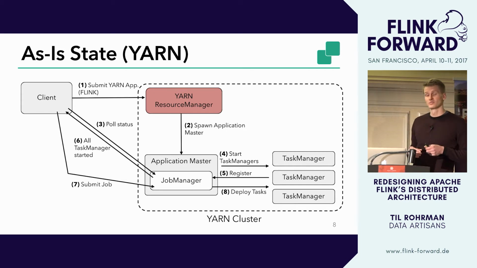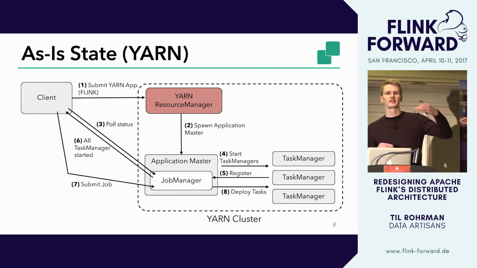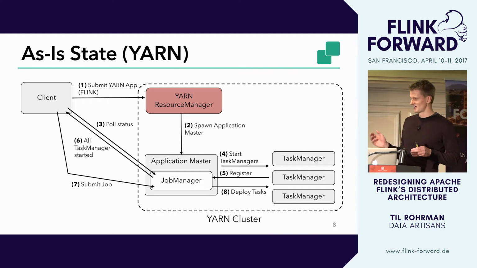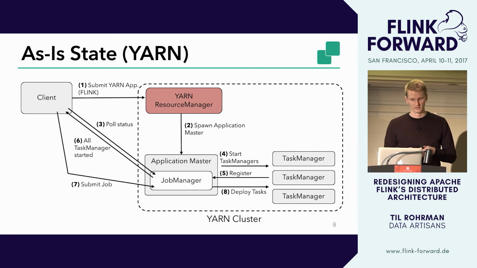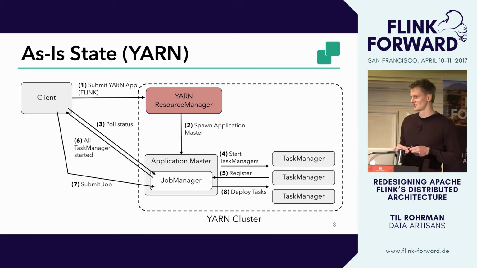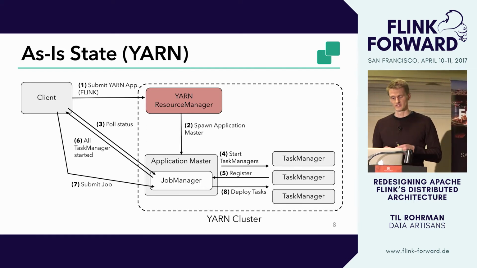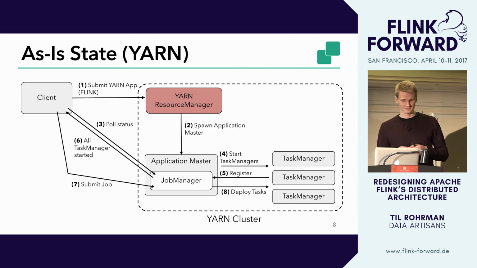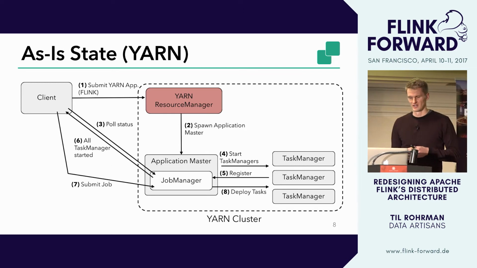Once the application master has been started, the client will start constantly polling the cluster status in order to know how many task managers have registered. Once all task managers have registered at the job manager, the client will notice that by seeing the respective status, and only then it will submit the job to the cluster. That is because otherwise we could submit a job too early, and it would not execute because of the no resource available exception. And once the job is submitted, the job manager will deploy the tasks onto the task managers.